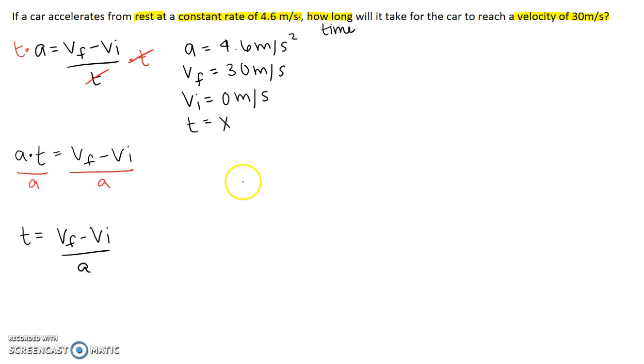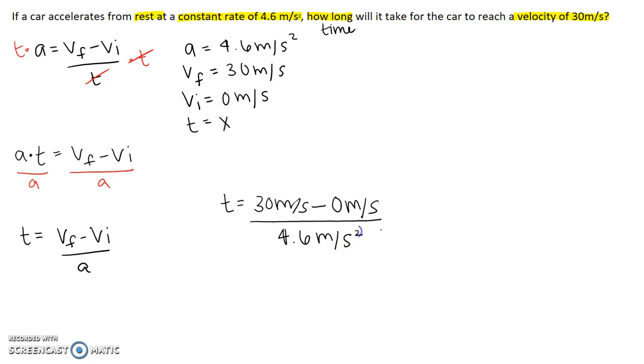Now if I plug some variables in to solve for time, time is equal to final velocity of 30 meters per second minus an initial velocity of 0 meters per second, all divided by an acceleration of 4.6 meters per second squared. If I plug things into my calculator in order to solve for t, I get a value of 6.52 seconds.